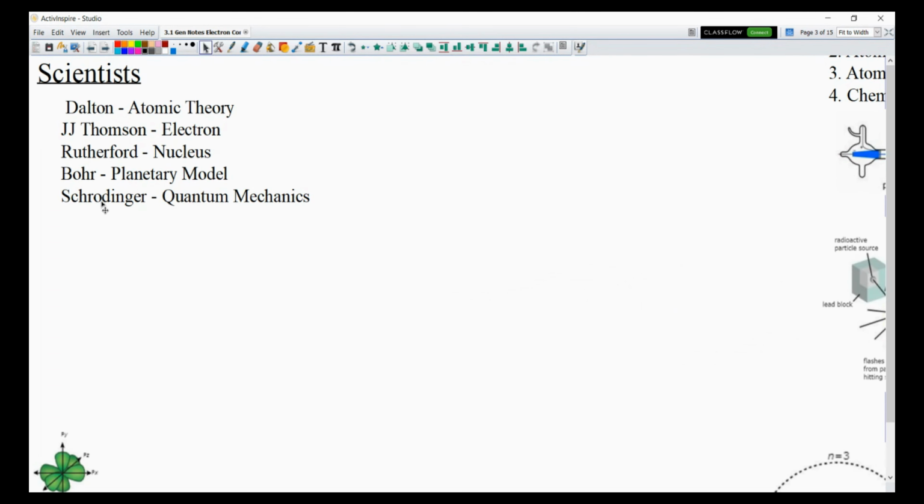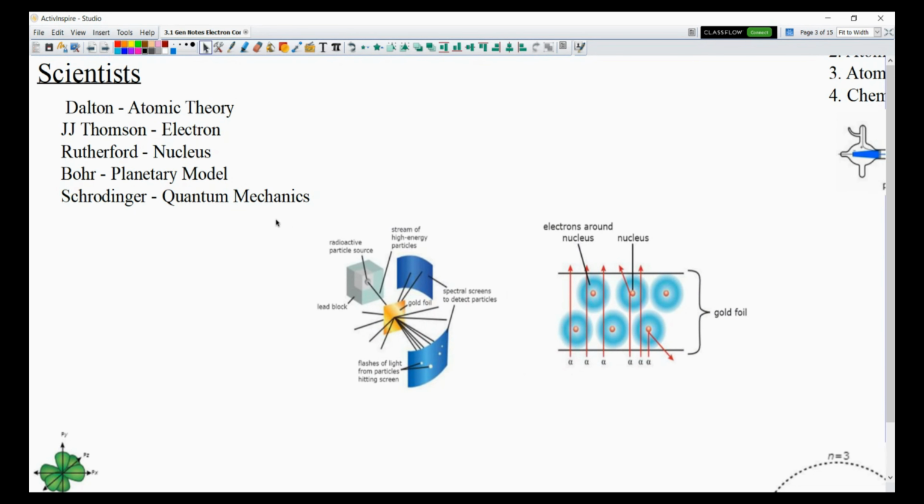J.J. Thompson and Rutherford were colleagues. They worked in the same lab, and Rutherford discovered the nucleus. And the way he did that is he had a radioactive particle source that emitted alpha particles. And around that, he surrounded it with X-ray paper or X-ray sensitive material.